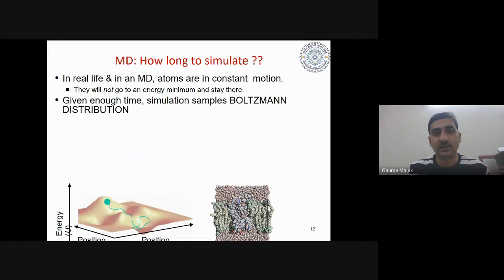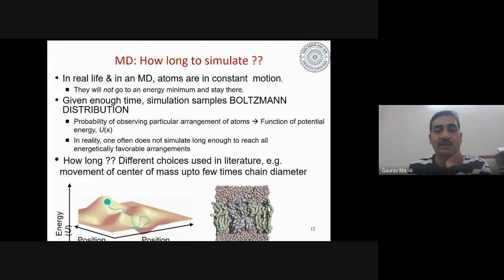Now, a question that could be asked is how long should we simulate? Whether it should be 1 millisecond, a few milliseconds, 1 nanosecond, 1 microsecond, 1 second, or something like that. There are several choices which are given in the literature. Primarily, when I spoke about achieving an equilibration stage, one of the requirements is that we should at least simulate till the point that we equilibrate our system. So that is the first thing.